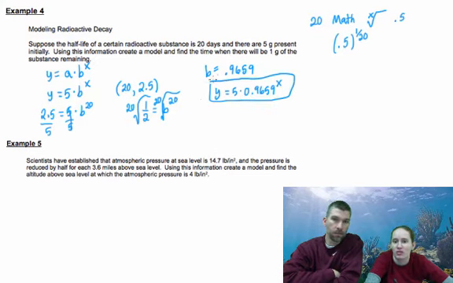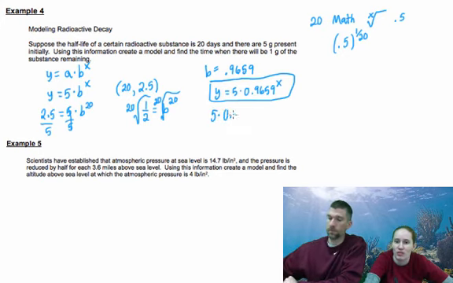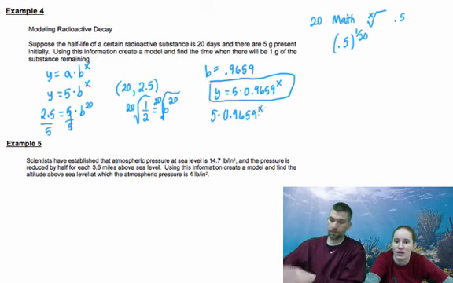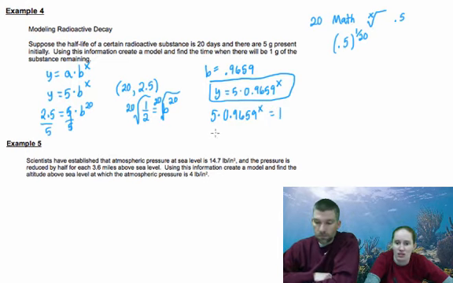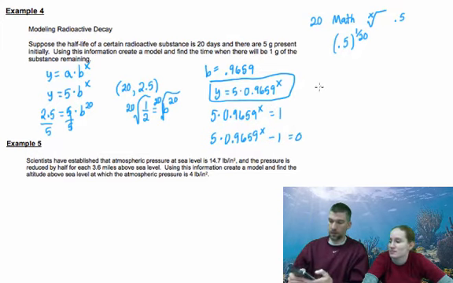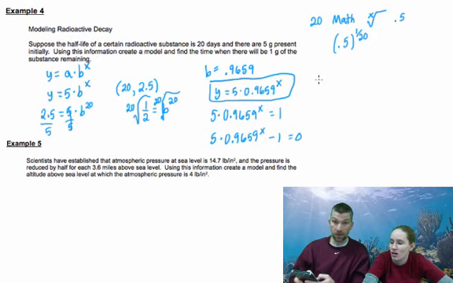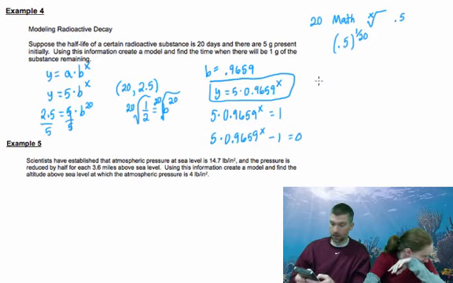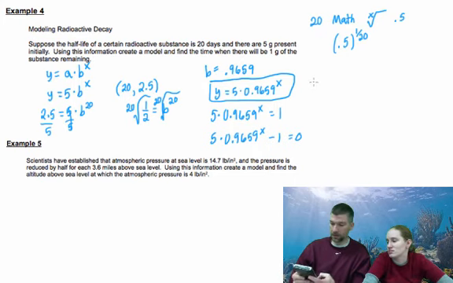It asks us to create a model, but we also want to know the time when there will be 1 gram of the substance remaining. So we want to know when will 5 times 0.9659 to the x equal 1, which, like we did on the last problem, we can definitely type this in all on one side. So subtract 1, it equals 0. Graph that, and then see where it crosses the x-axis. So graphing right now is 5 times 0.9659 to the x minus 1.